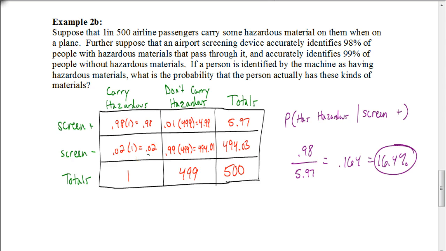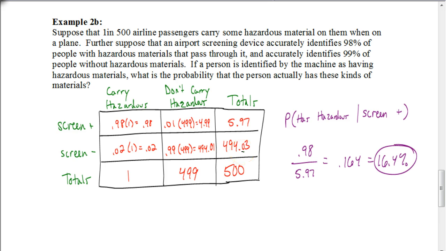Now if I read on, it says that it accurately identifies 99% of people without hazardous materials. So for people that don't carry hazardous materials with them, it accurately screens negative, which means that there's 499 people that would fall into that category. So 99% of 499 is 494.01. Well, that means 1% of the time it's going to incorrectly screen positive on someone that doesn't carry hazardous materials. So we're going to take 0.01 times 499, which is 4.99. Add our totals together and we get these amounts.